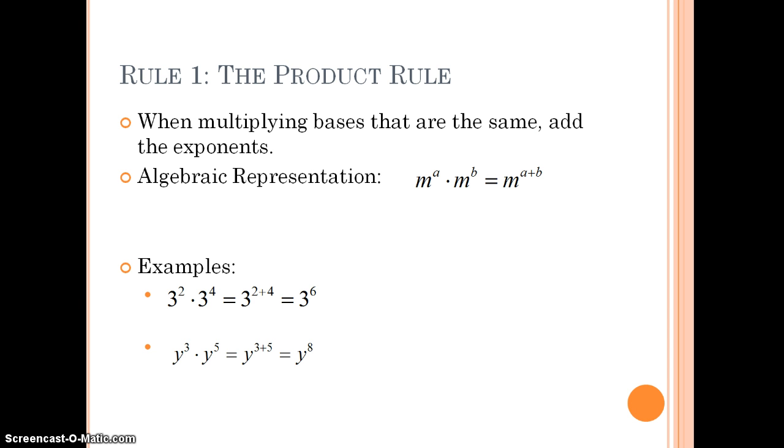Rule number 1, the product rule. When multiplying bases that are the same, add the exponents. Algebraically, it looks like m to the a power times m to the b power equals m to the a plus b power. Some examples of these are 3 to the 2nd power times 3 to the 4th power equals 3 to the 2 plus 4 power, or 3 to the 6th power.